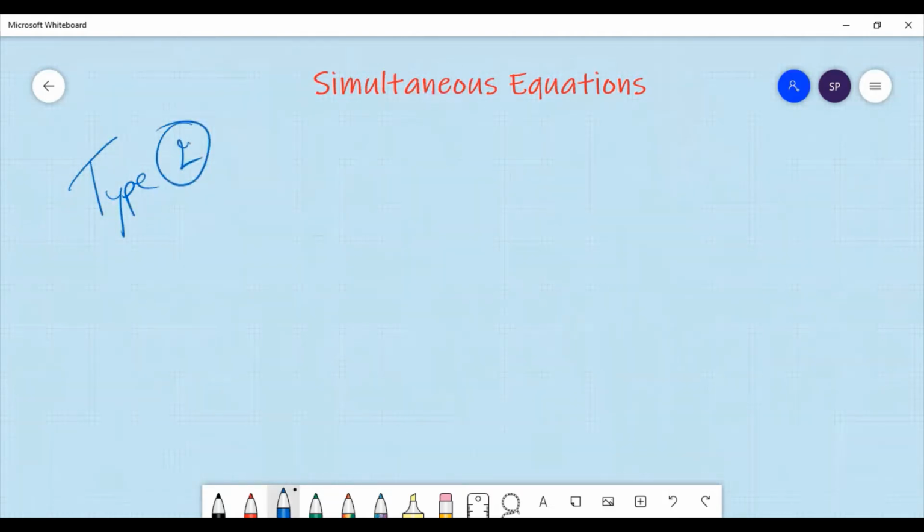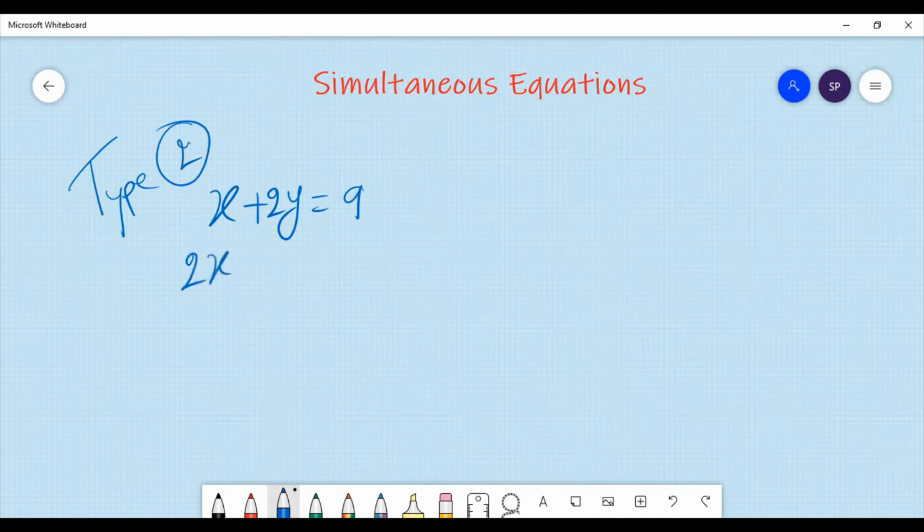You're going to have something like, say, x plus 2y equals 9. Then you might have another equation where you get 2x minus y equals 8. As you can see here, again, we're going to label these as equation 1 and equation 2. If you want to eliminate x or y, you need to have the same numbers in front of them.